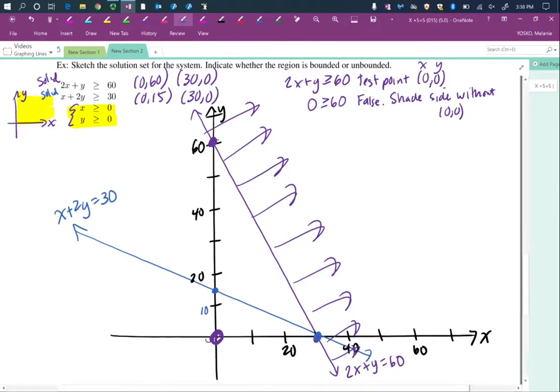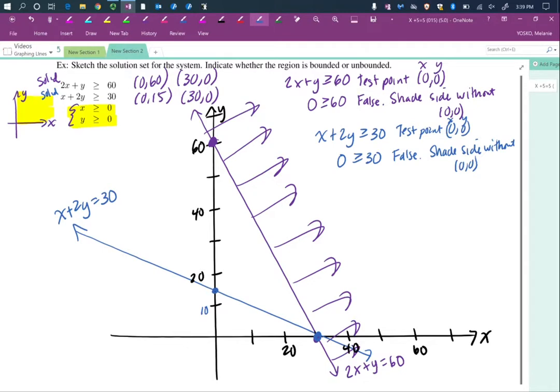Let's try the next one. We have x plus 2y greater than or equal to 30. This line right here. Here's 0, 0. 0, 0 is not on that line. So we plug in x equals 0, y equals 0. Left-hand side becomes 0 greater than or equal to 30. That is also false. So we're going to shade the side of that line, again, without that point 0, 0. So we're going to shade this way.